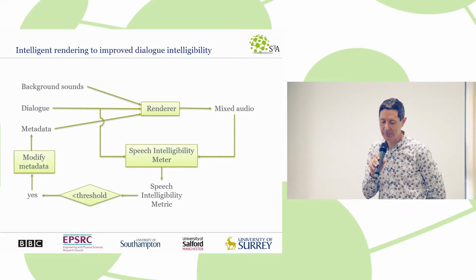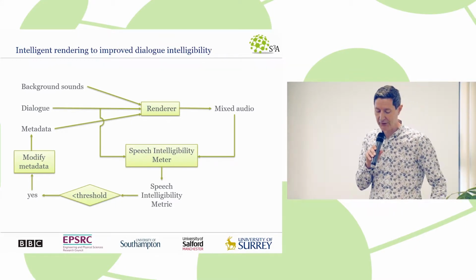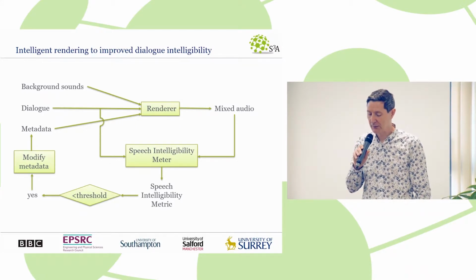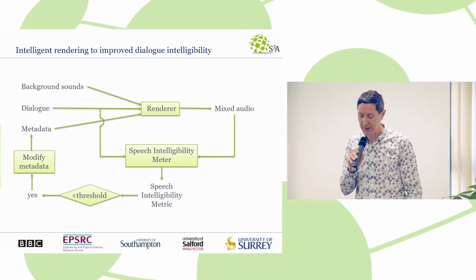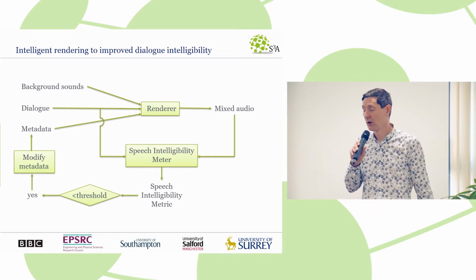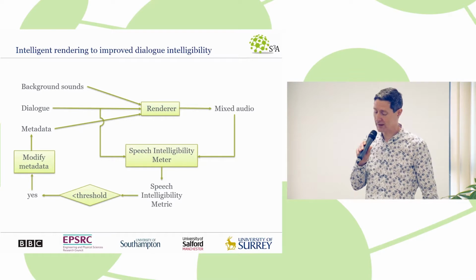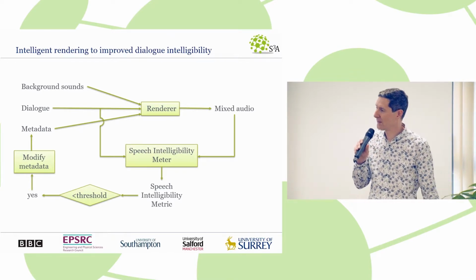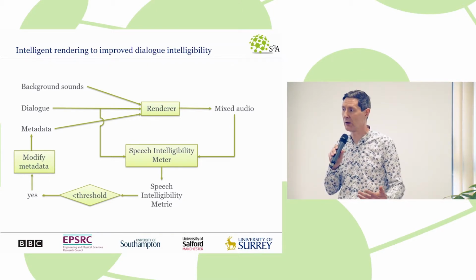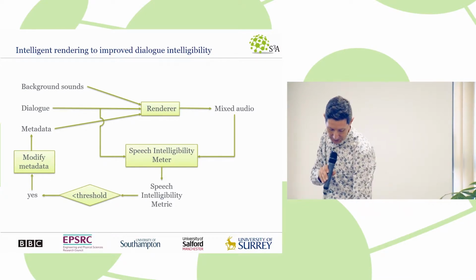A typical adaptation process is shown in this diagram, where in the top left-hand corner we have the background sounds, the dialogue, and the metadata. It goes to the renderer, and then we get a mixed audio scene that goes out to the loudspeakers. We also have a speech intelligibility meter, which works off the audio mix and also the dry speech to estimate the speech intelligibility metric at the bottom. If that metric drops below a certain threshold, then we take some process. As indicated, we do this by adapting the metadata, so we change the metadata and improve the scene for its intelligibility.